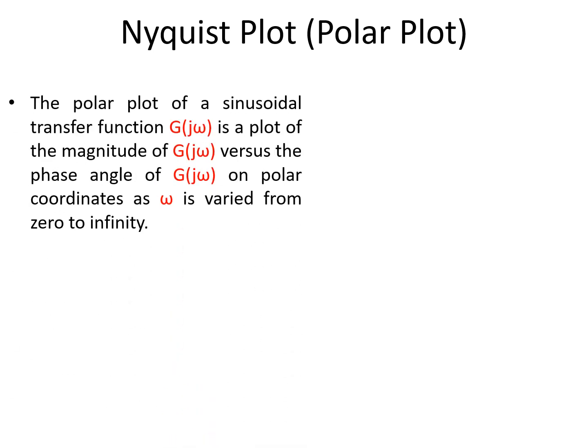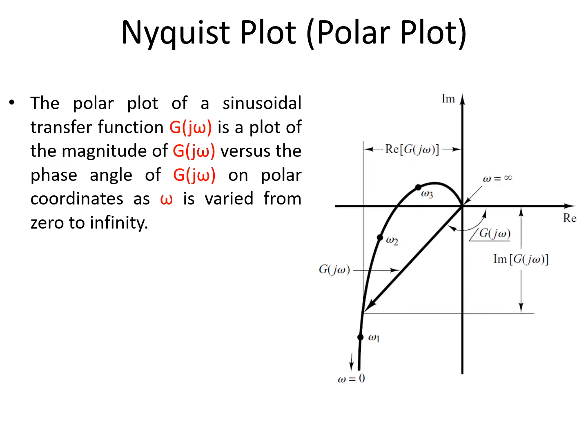Generally, the polar plot of a sinusoidal function G(jω) is nothing but a plot of the magnitude of G(jω) versus the phase angle of G(jω) on the coordinates as ω is varied from 0 to infinity. So we are going to make a plot of magnitude versus phase with respect to ω, which gives you a plot named the Nyquist plot.